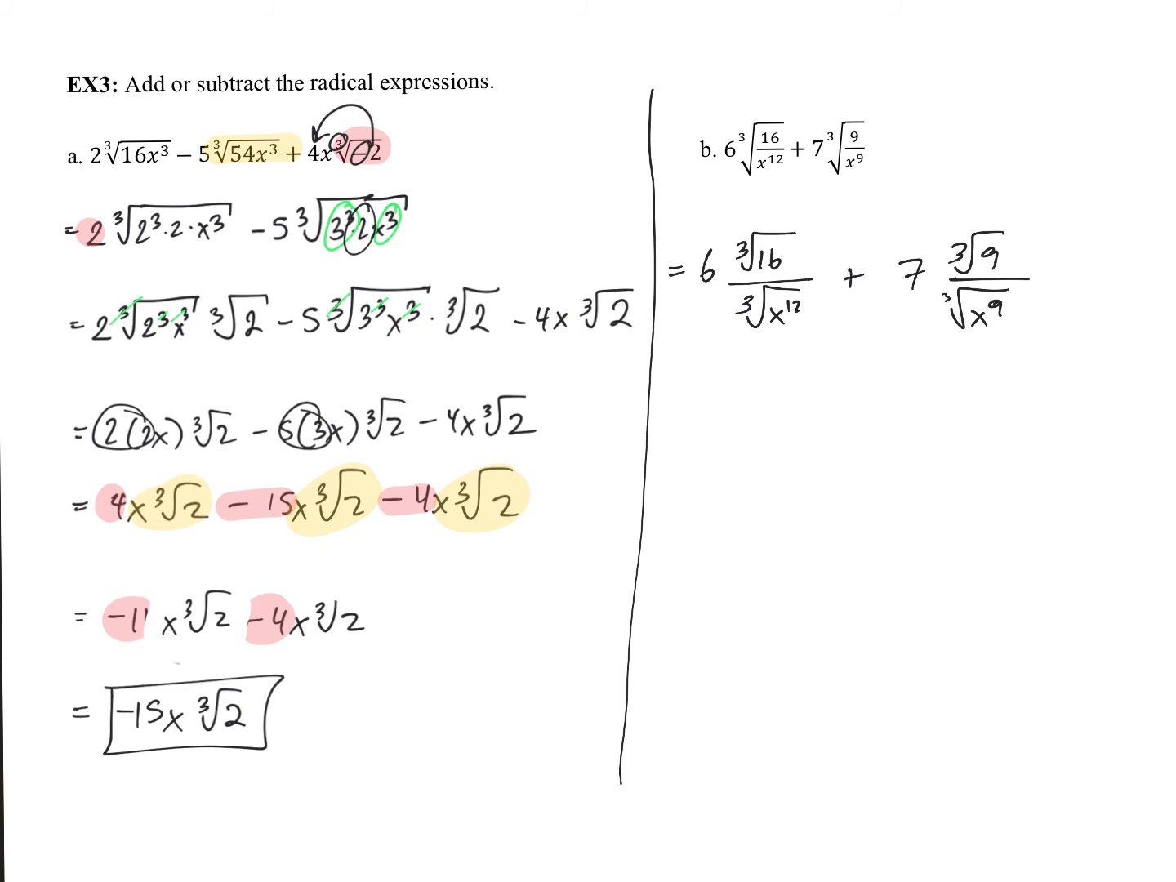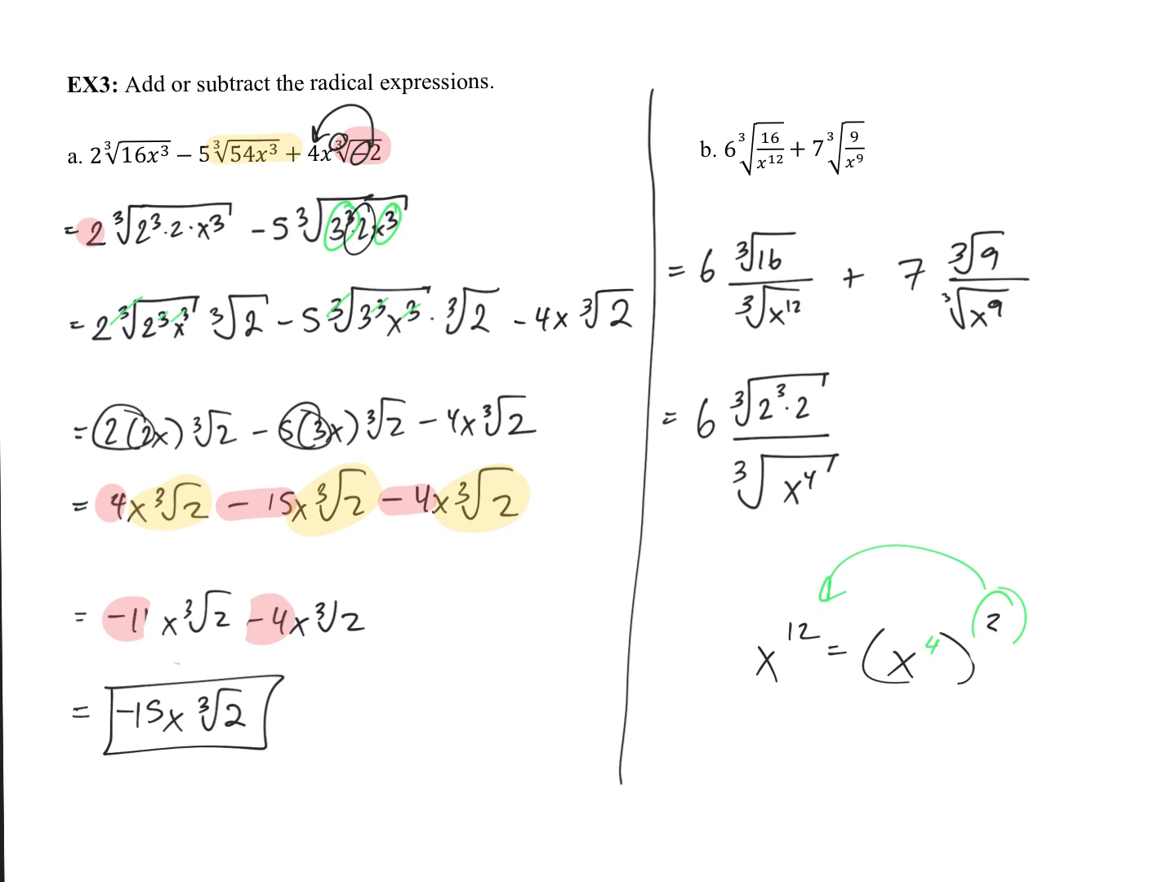Can I simplify these? Well, if you recall, 16 is going to be the same as 2 cubed times 2 over x to the 12th. How can I rewrite x to the 12th to be something cubed? Well, what times 3 gives me 12? 4, right? So if I rewrite it as x to the 4th raised to the 3rd power, it's the same thing as x to the 12th. So I'll go ahead and do that. Sneaky, sneaky. Okay. Let's take a look at the next one.